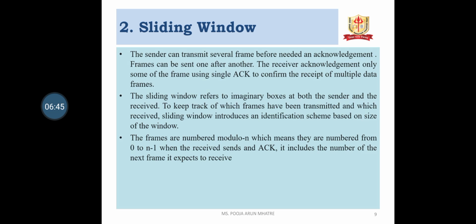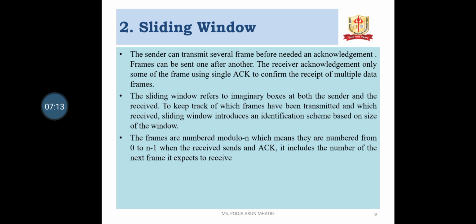Sliding window. The sender can transmit several frames before needing an acknowledgement. So frames can be sent one after another. The receiver acknowledges only some of the frames, using a single ACK, that is acknowledgement, to confirm the receipt of multiple data frames. The sliding window refers to imaginary boxes at both the sender and the receiver.